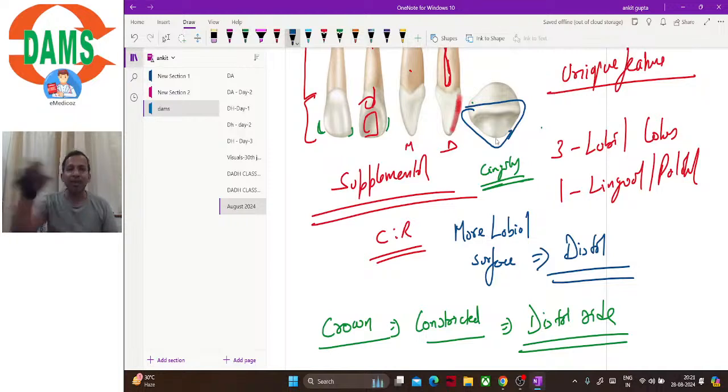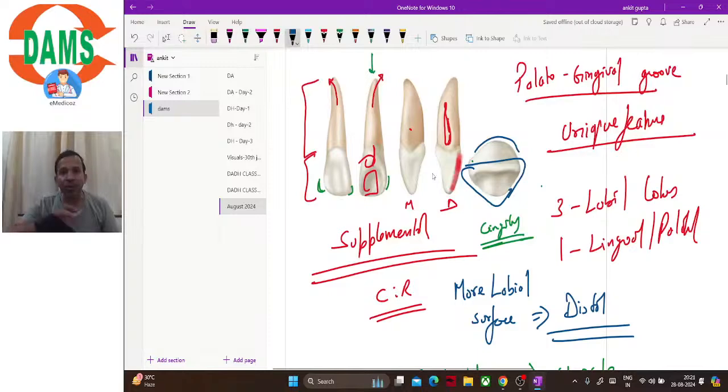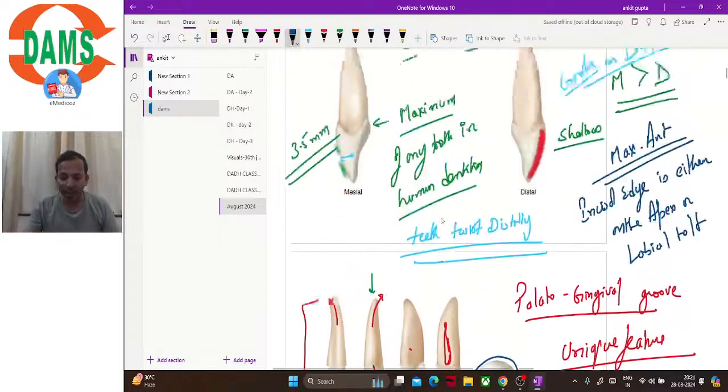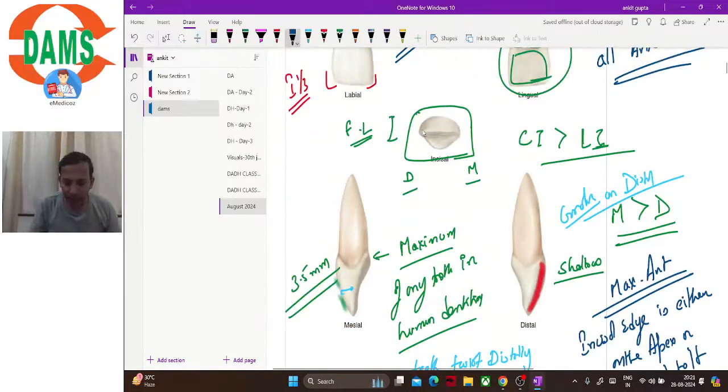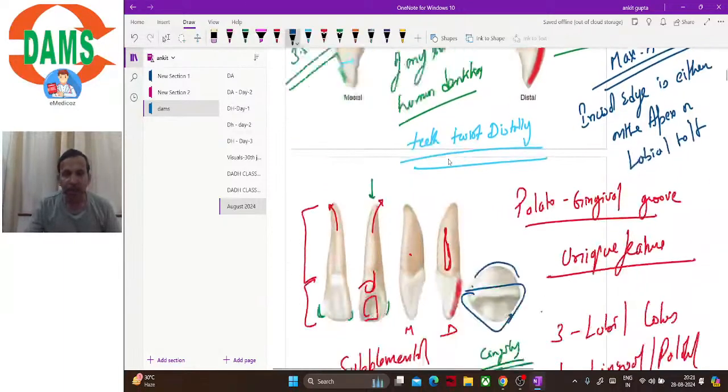We will not consider this prominence created by the cervical margin of the labial surface, or you can say the cervical ridge, right? So we don't consider it as the outline of the incisal surface. The incisal outline in any case would be said to be triangular, right?